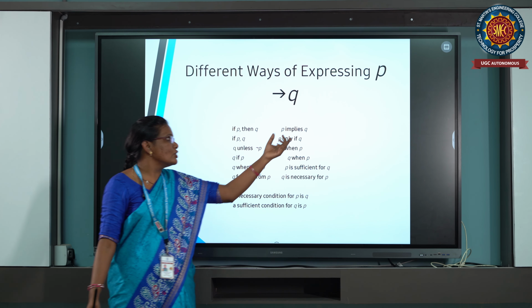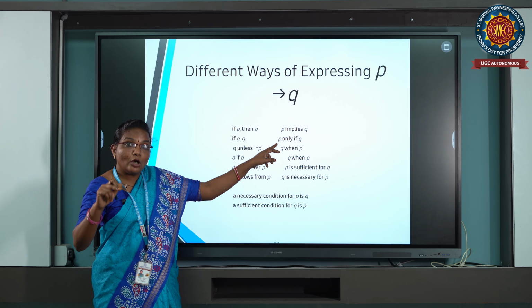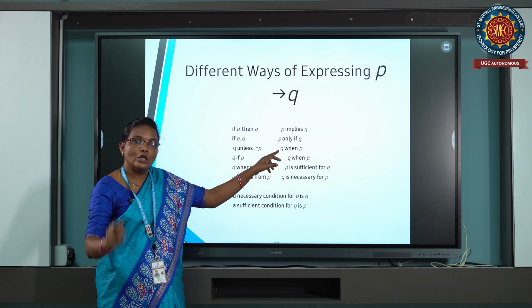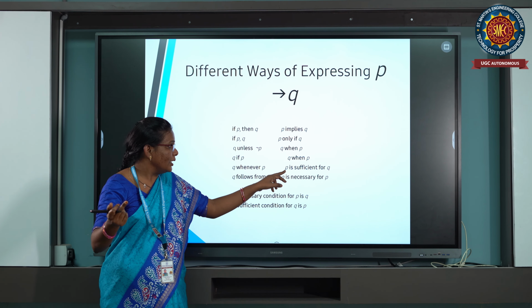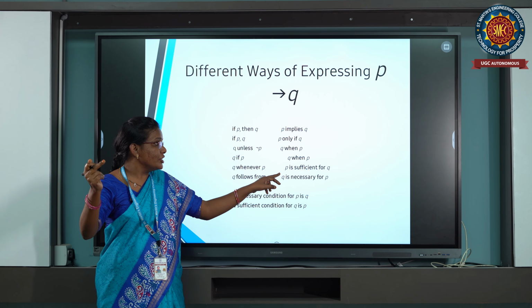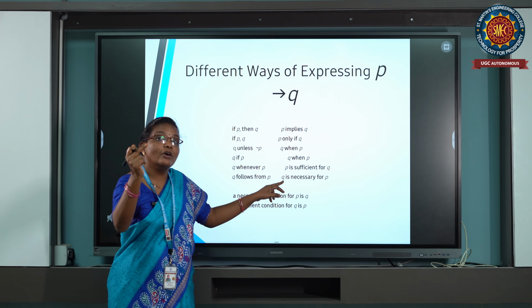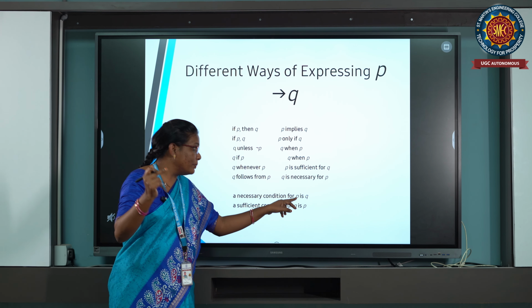Basically we will use this word only: P implies Q. P only if Q, that also we can use. Q when P. Next, P is sufficient for Q. Next one, Q is necessary for P. Next one, a necessary condition for P is Q.